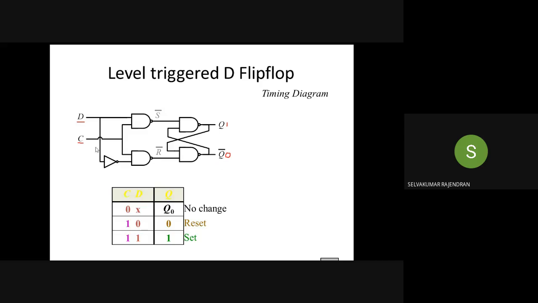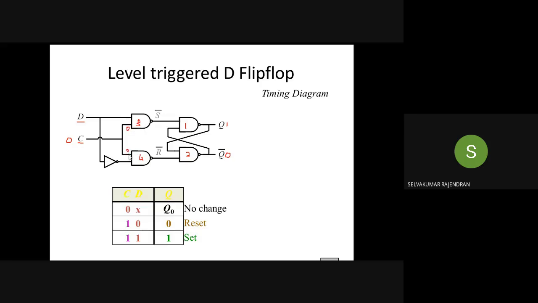The first possibility is when I am disabling the clock pulse or enable signal. What will happen? Both NAND gates 1 and 2, or for example 3 and 4, receive 0.